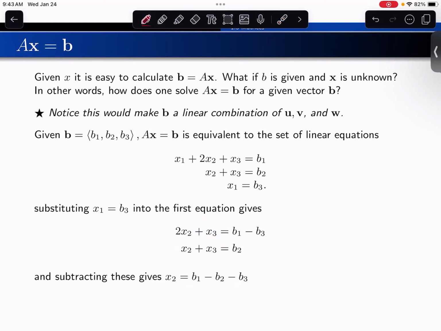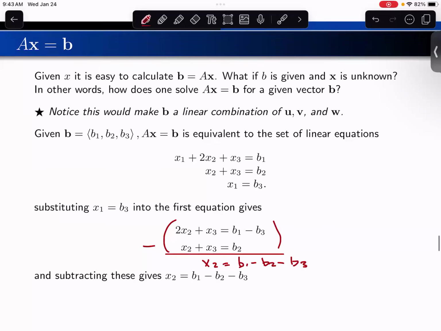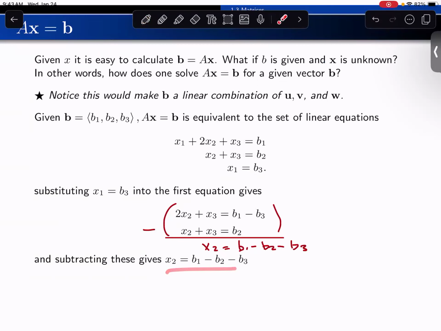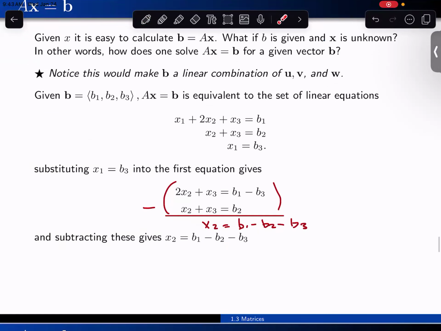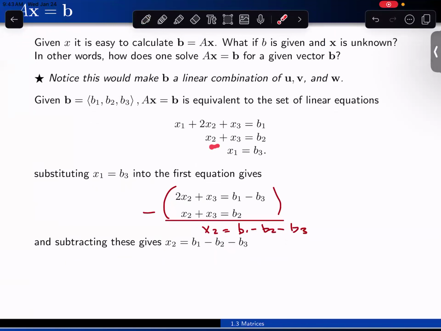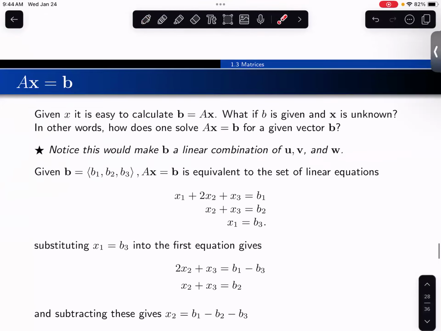All we're doing is just subtracting these two linear equations with one another, and you just get x2 equal to b1 minus b2 minus b3. So that gives you x2 in terms of b. And then once you know what x1 and x2 are in terms of b, you can just substitute in x2 equals b1 minus b2 minus b3, and then bring everything over to the right-hand side to determine what x3 is going to be.